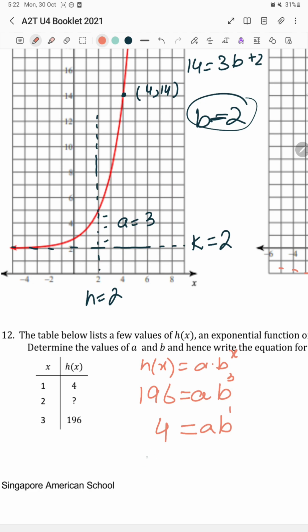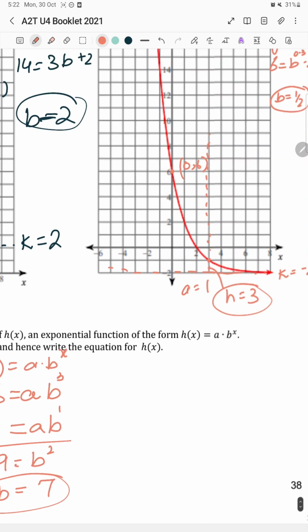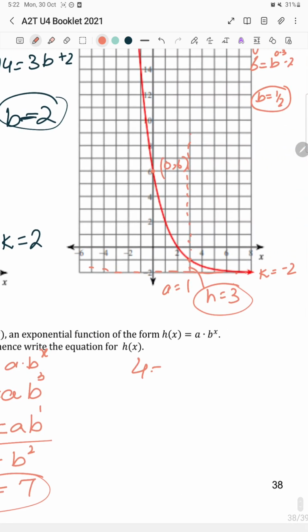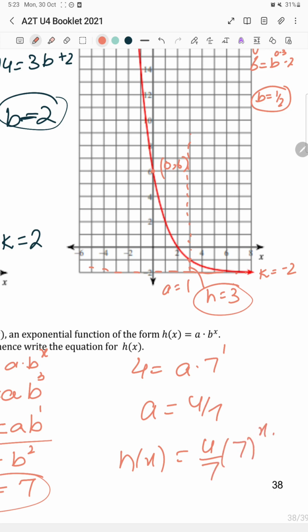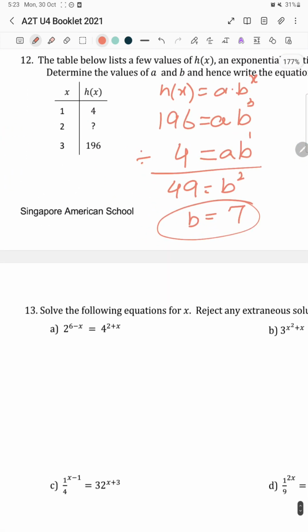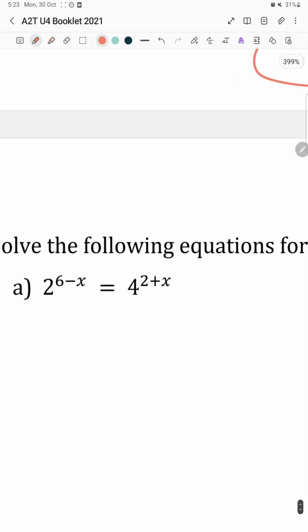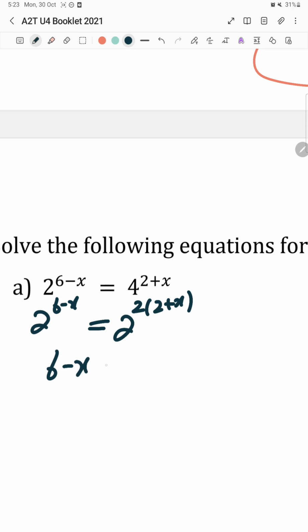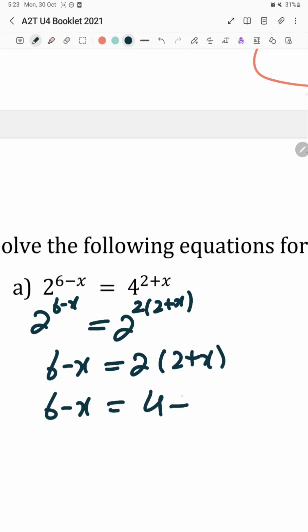Now if we divide this, we will get 49 equals b squared. B is equal to 7. So it would be 4 is equal to a times 7 to the power 1. A is equal to 4 by 7. H of x is equal to 4 by 7 times 7 to the power x. Solve the following, very simple. You just need to make the base same and then equate the exponents.